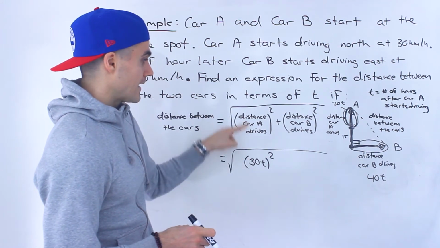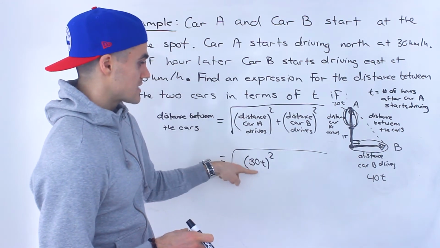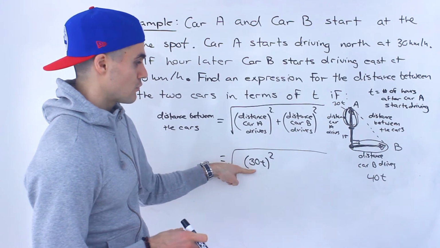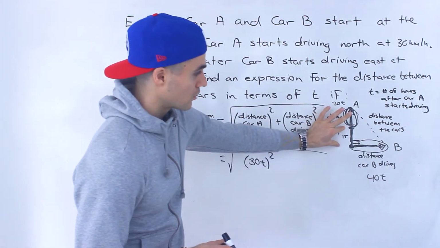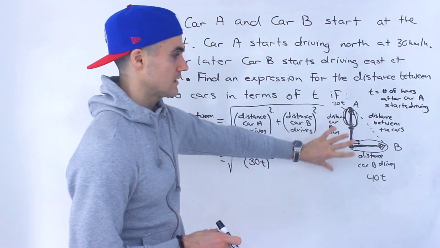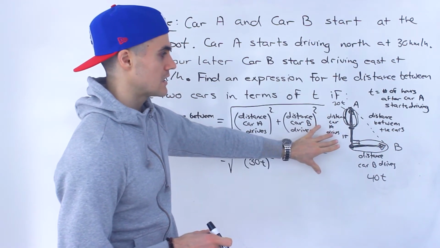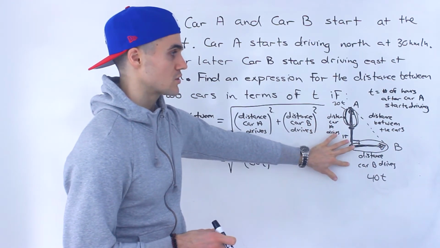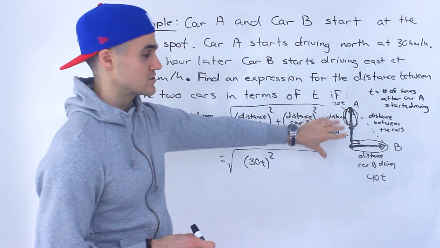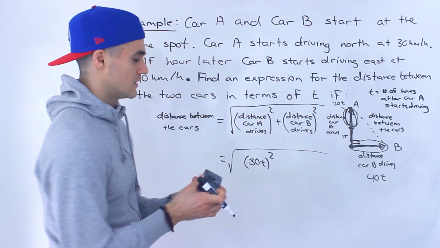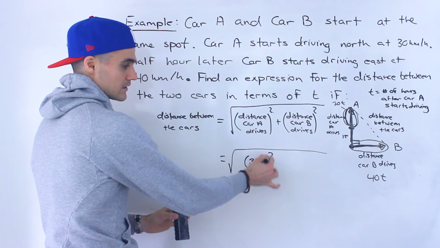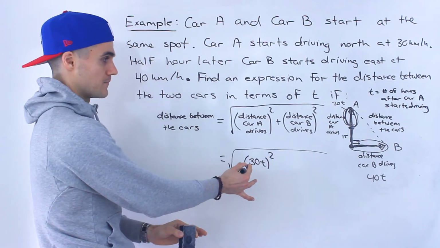So that expression for the distance car A drives is actually going to be more simple. It's just going to be 30t squared. We don't have to worry about adding this 15 at all because it's not the number of hours after car B starts driving. It's the number of hours after car A starts driving. So that 15 is sort of quote-unquote encapsulated within that expression.